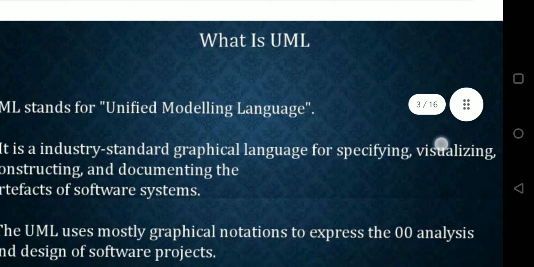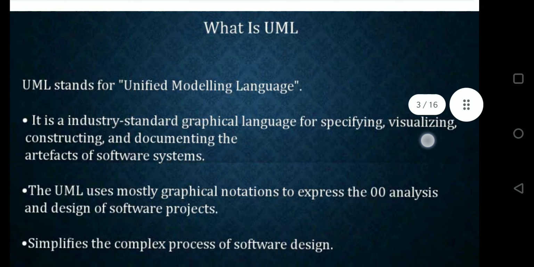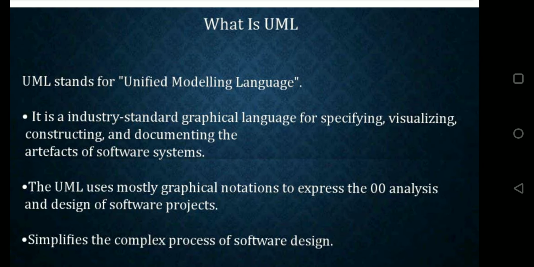Before starting Star UML, let us know what UML is. UML stands for Unified Modeling Language. It is an industry standard graphical language for specifying, visualizing, constructing, and documenting the artifacts of software systems. The UML uses mostly graphical notations to express the analysis and design of the software project, and it simplifies the complex process of software design.